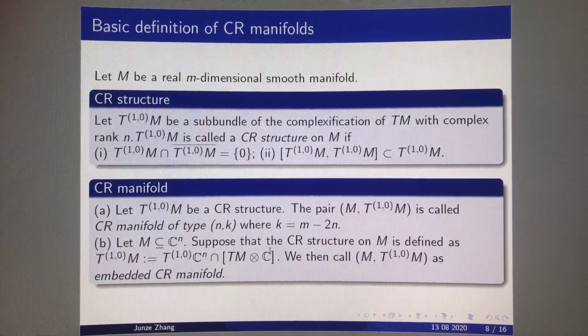Also in CR geometry, there's a very interesting question, which is to find a relation or mapping between an abstract CR manifold and an embedded CR manifold, and to find the condition so that this mapping is an isomorphism or a diffeomorphism. We will show this in the following example later.